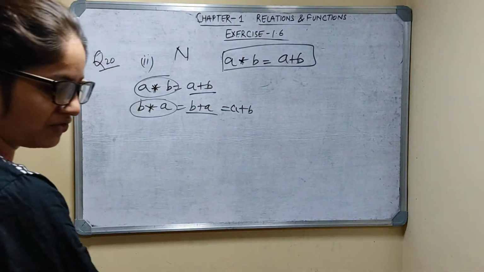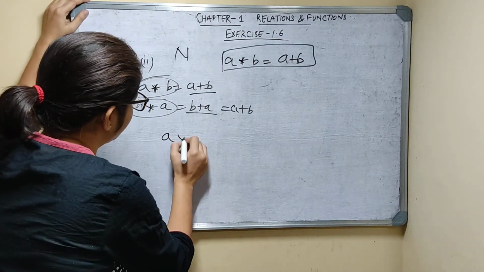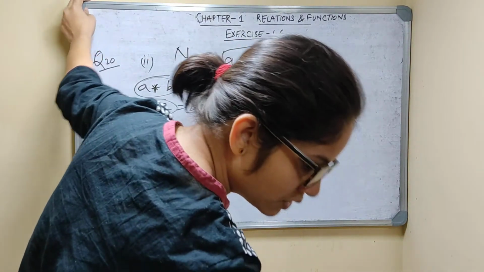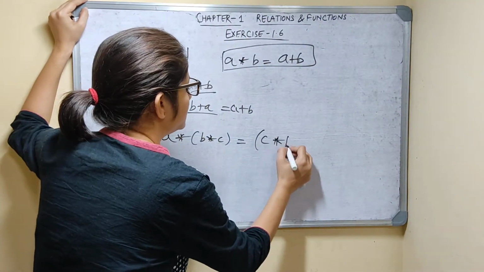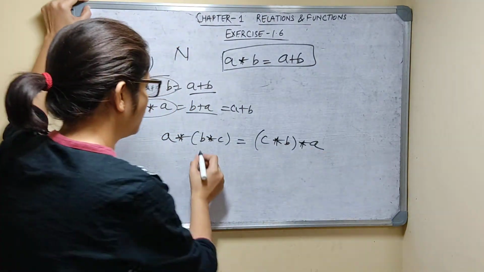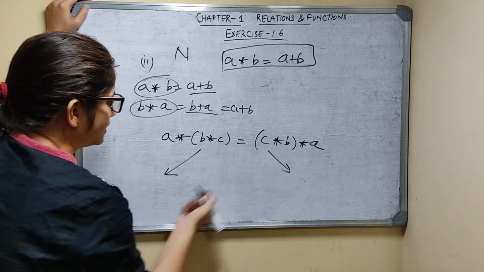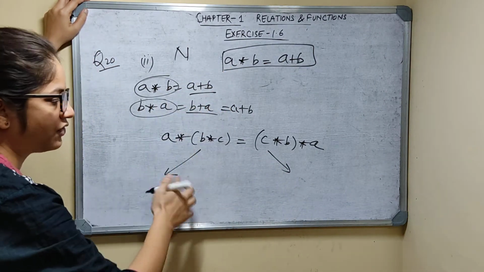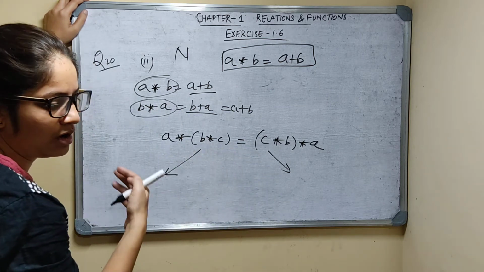Then you have to check whether (A strict B) strict C is equal to (C strict B) strict A or not. So first I am solving this, then I will solve this. If both come equal, then we can say that if it's a commutative binary operation, then this is true or not.